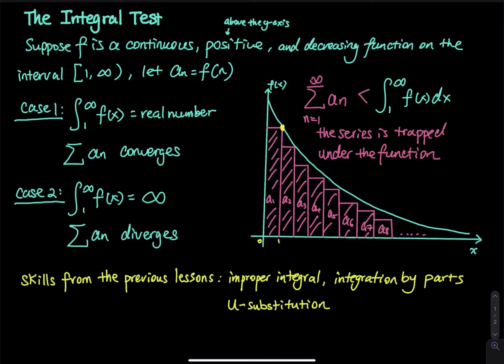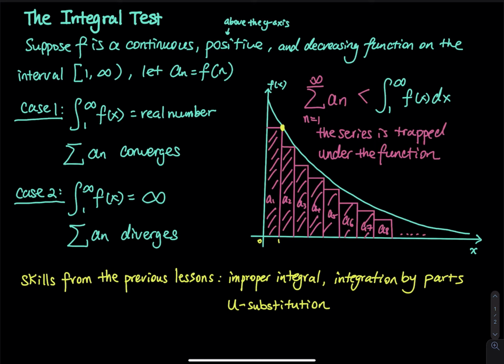All right, and then case 2 is you evaluate the definite integral using improper integral, and the result is equal to infinity. And also the series is trapped under the function. So due to a little bit of underestimation, the sum is slightly less than infinity, right? Treat that as a smaller infinity, but a smaller infinity is still an infinity. So therefore, the series diverges. All right, so that is the integral test.